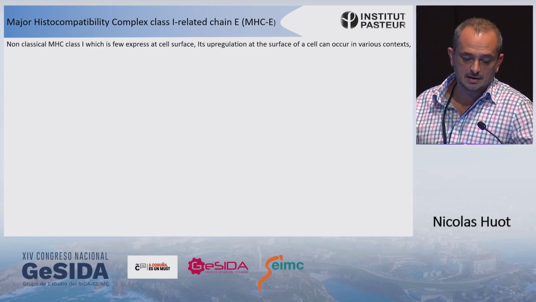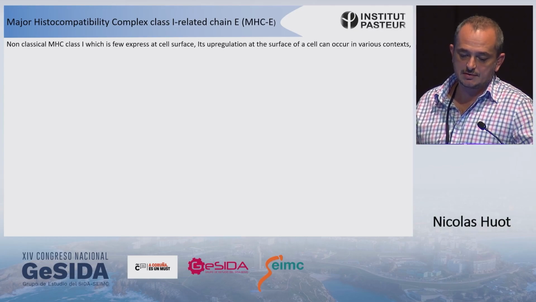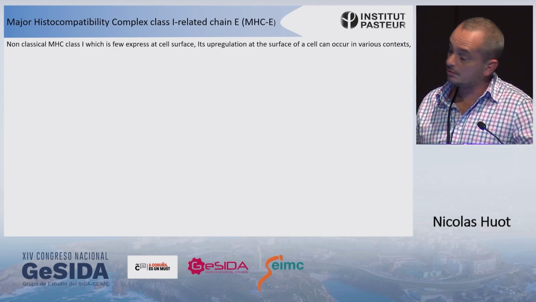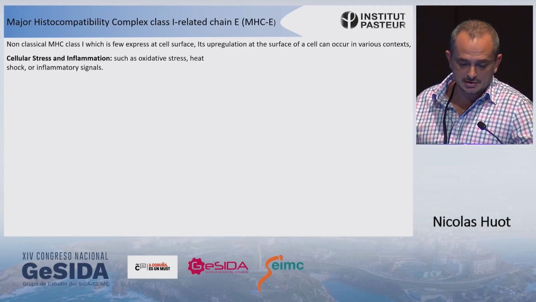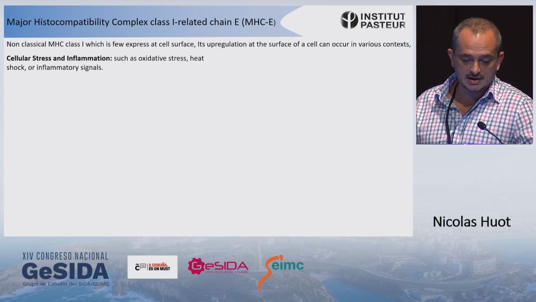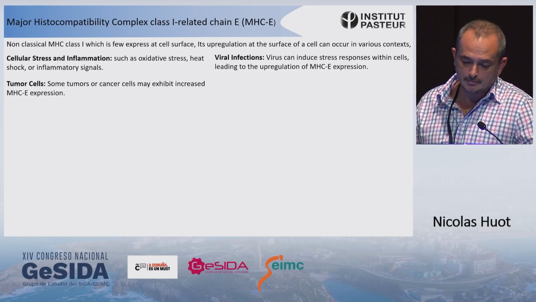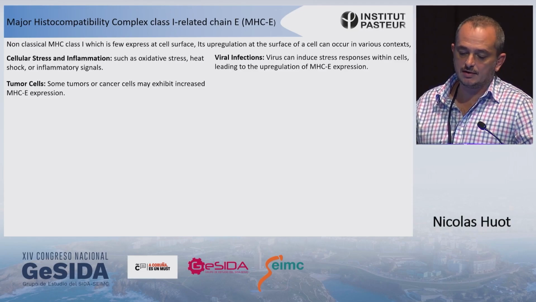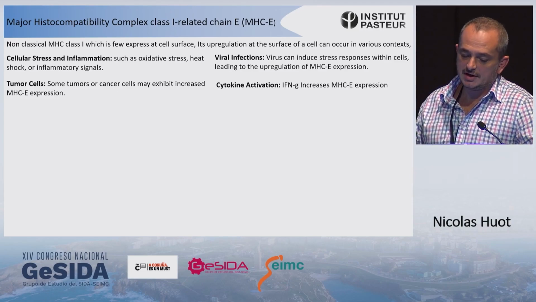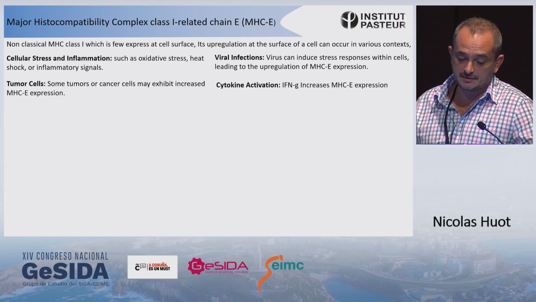So non-classical MHC class 1E is poorly expressed at the surface of the cell, but its upregulation could occur in various contexts. Indeed, cellular stress or inflammation, such as oxidative stress, heat shock, or inflammation, upregulate MHC expression at the surface of the cells. Tumor cells are known to express a high level of MHC. It has been shown that viral infections such as HIV could upregulate MHC at the surface of the cells. And finally, cytokines, especially interferon gamma, increase MHC expression at the surface of the cells.